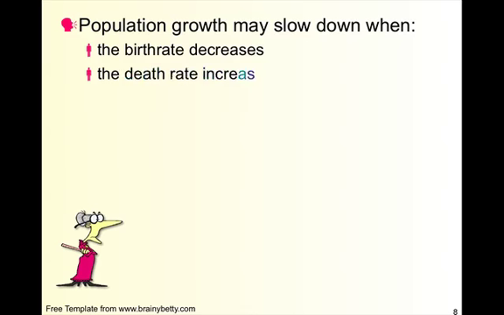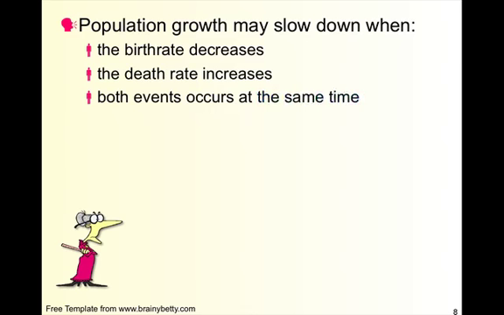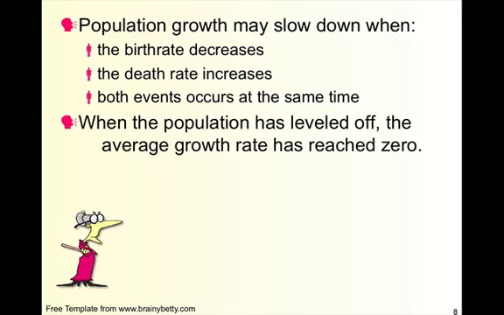Population growth slows down when the birth rate goes down, the death rate goes up, or both events occur at the same time. When the population has leveled off, average growth rate has reached 0.